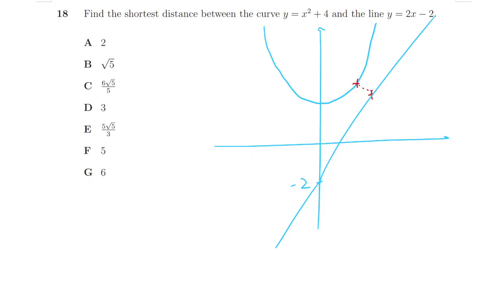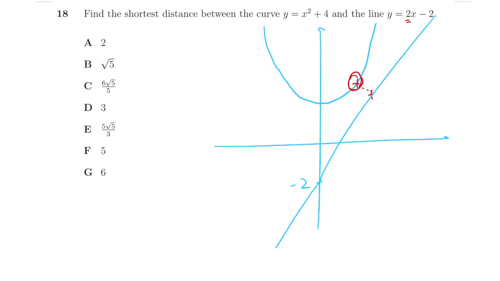Okay. So if we know those 2 points, then we just find the distance between them, then we're done, right? But then the issue is, where on earth are those 2 points? So first of all, we've got to think, this shortest distance happens when? It happens when the point here has the same gradient as the line. So the gradient of the line is 2. So therefore, you've got to figure out on which point on the curve is the gradient 2.